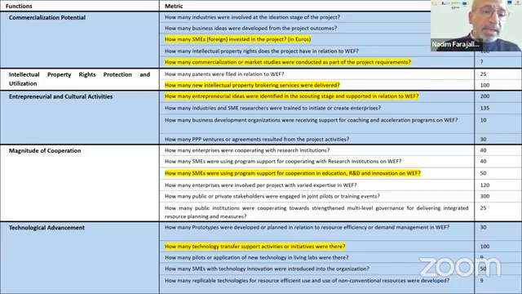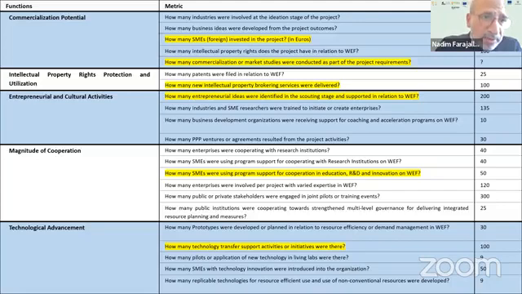The next critical component is intellectual property rights protection and utilization. So how many patents were filed in relation to water, energy, and food, and how many intellectual property brokering services were delivered? And then we looked at the entrepreneurial activities. How many entrepreneurial ideas were identified in the scouting stage and supported in relation to the WEF? And then we look at how many industries and SME researchers were trained to initiate or create enterprises. How many business development organizations were receiving support for coaching and acceleration programs on the WEF? How many public-private partnership ventures or agreements resulted from the project?